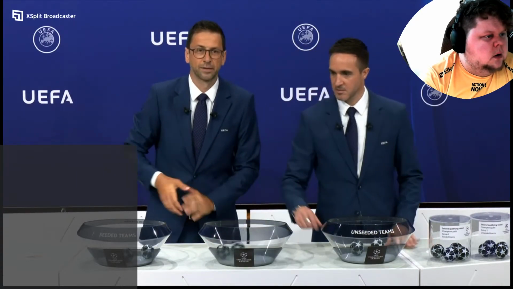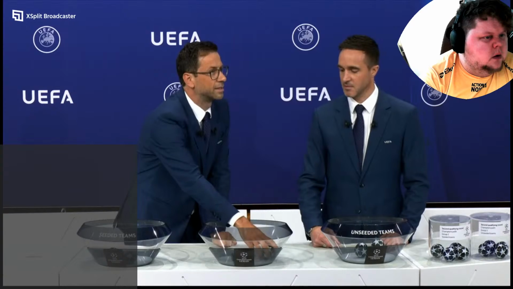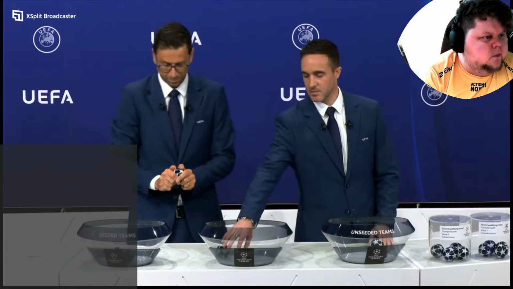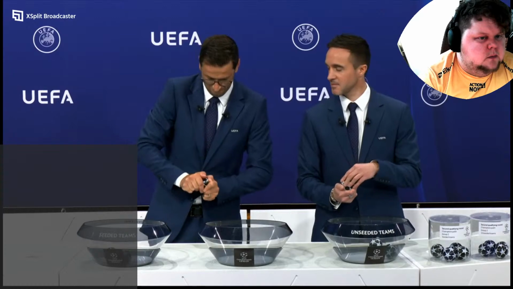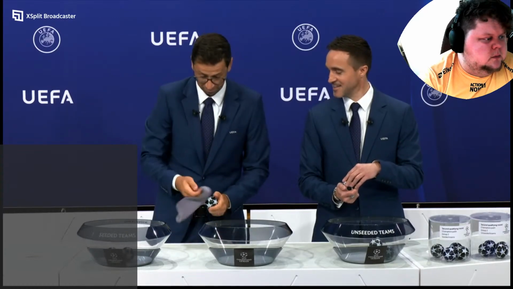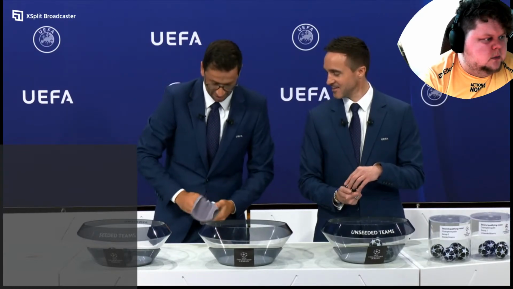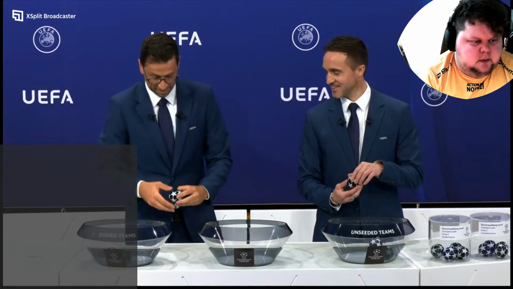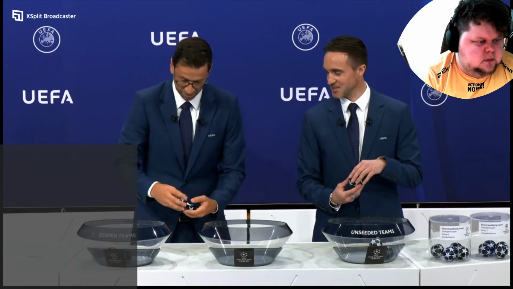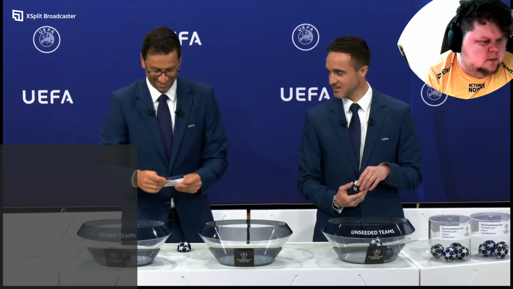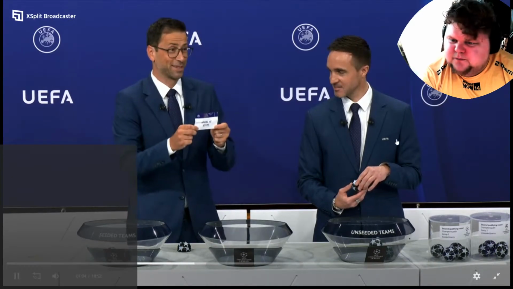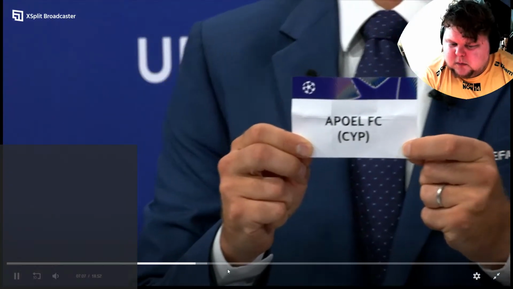Group 1 will get the second pairing in a second. There was the one preparing the balls very strong, but we got it. Apoel FC from Cyprus, they will play the first leg at home.